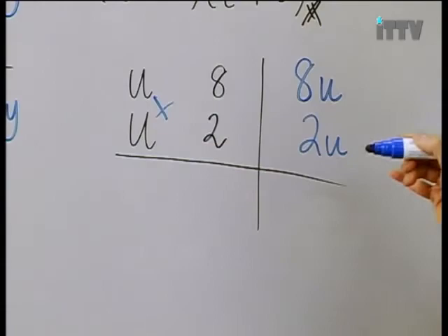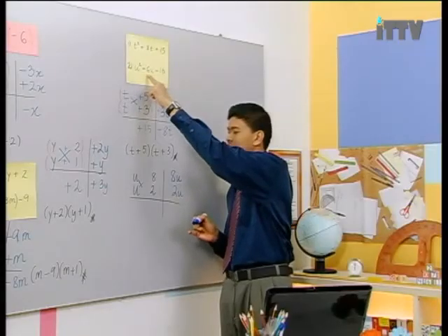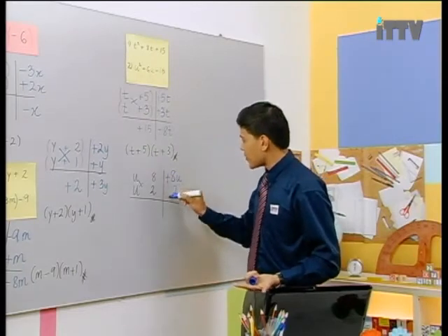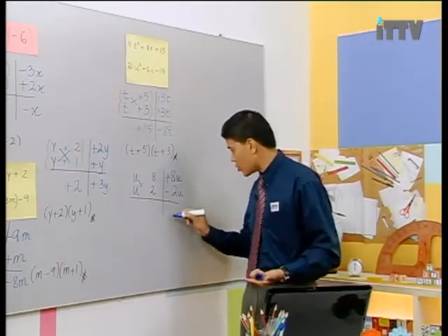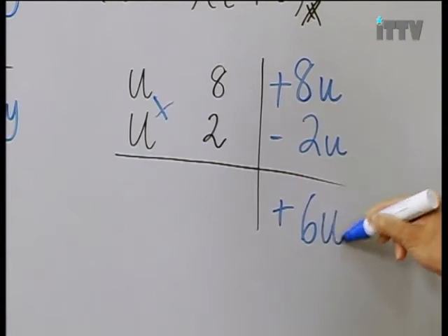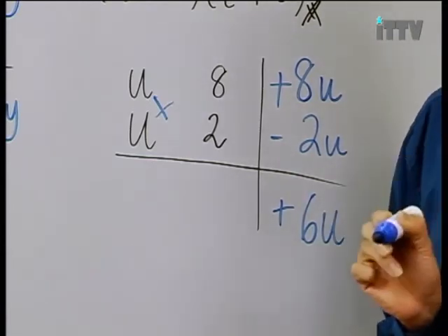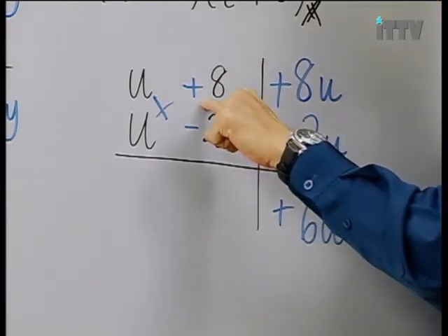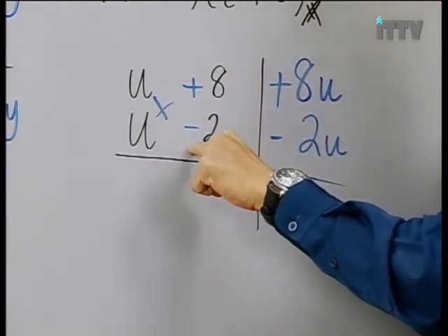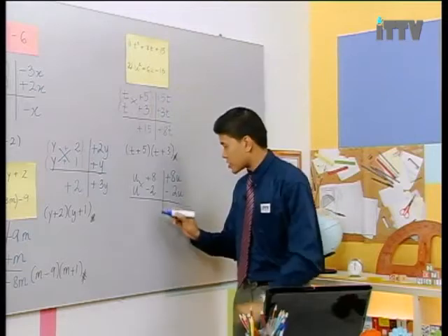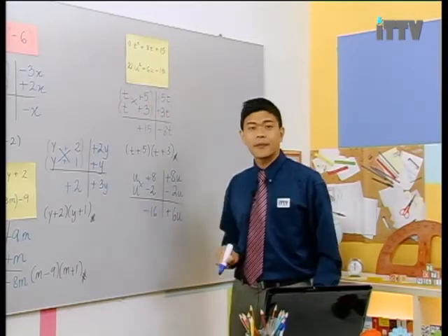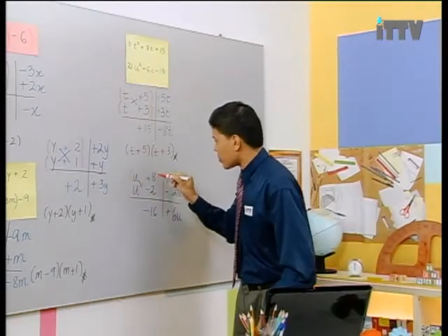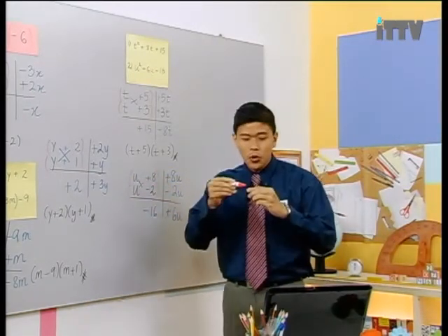How are we going to get positive 6u from 8u and 2u? It must be positive 8 minus 2. Then only you will get the positive 6u. Okay, double check. Transfer the signs over here. Does positive 8 multiplied by negative 2 give you negative 16? Yes, spot on. So this makes your two expressions u plus 8 and u minus 2.